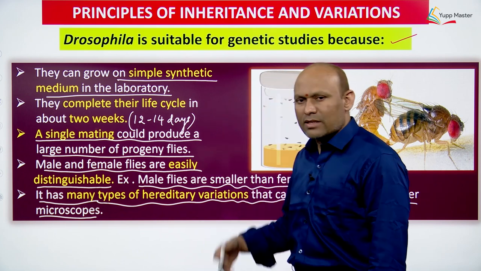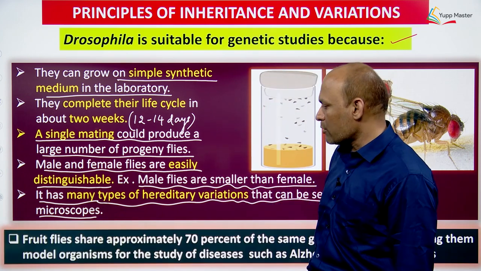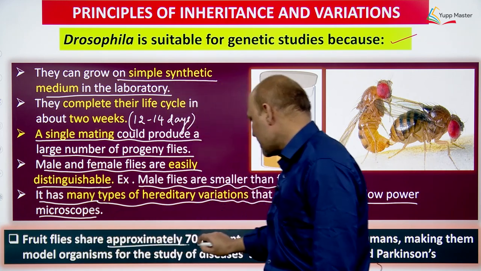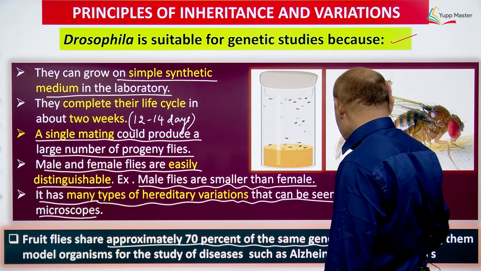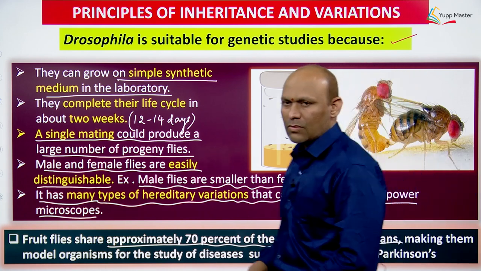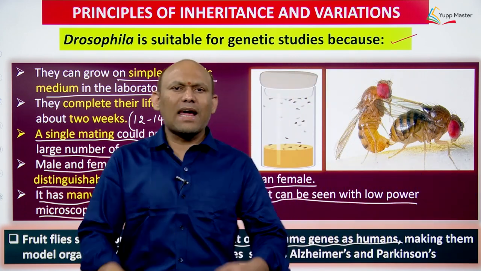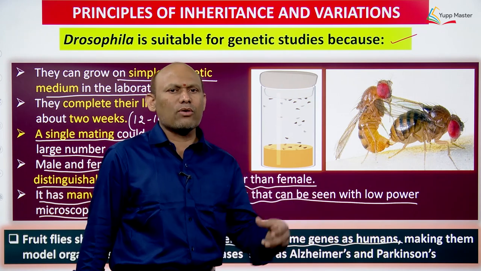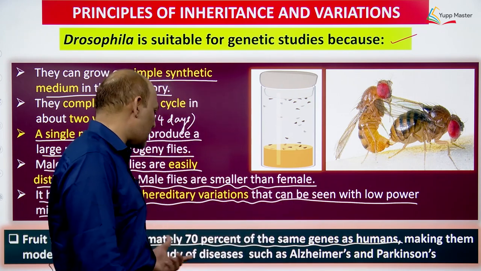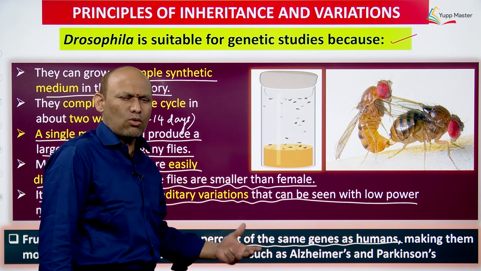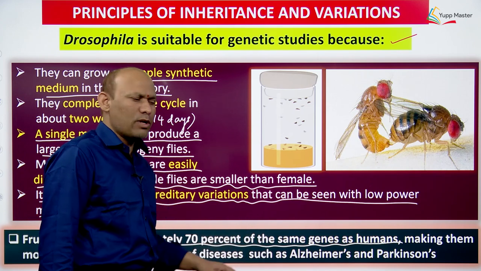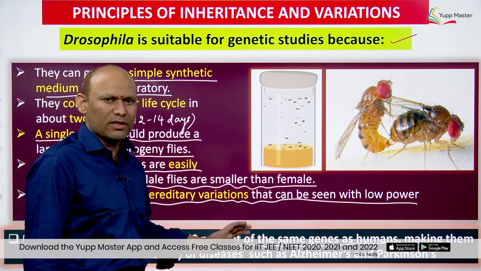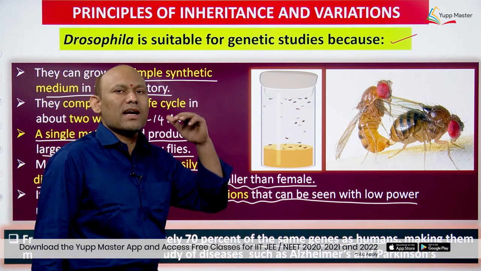Let us try to understand one or two extra points I would like to share with you. See here, fruit flies share approximately 70% of the same genes as humans. So there is a similarity in genes between Drosophila melanogaster and human beings, dear students. This is extra. If you can cope with this, remember it, otherwise simply leave it. This is not there in NCERT, so questions will not be asked on this, dear students. It is just for understanding purposes.